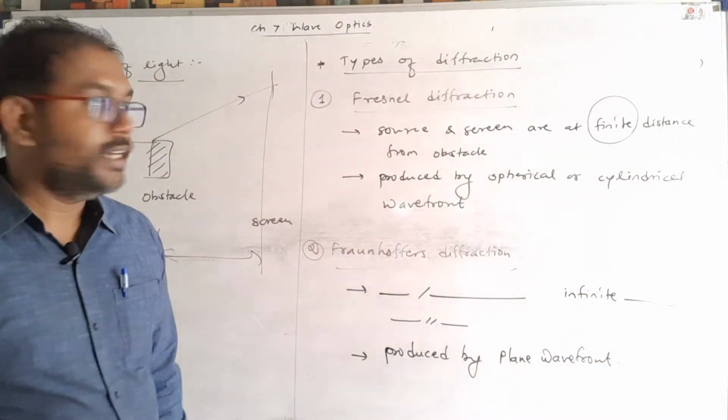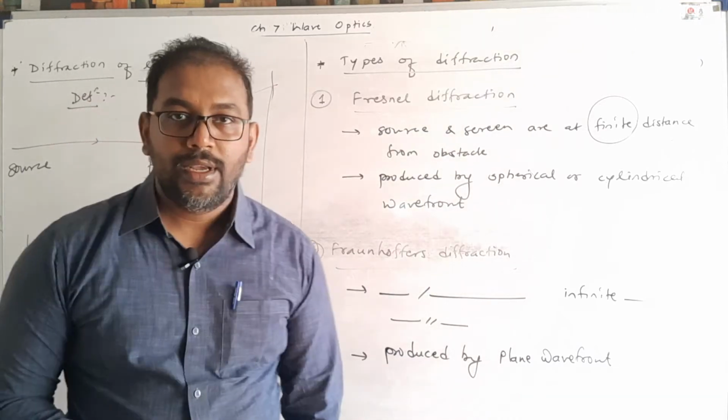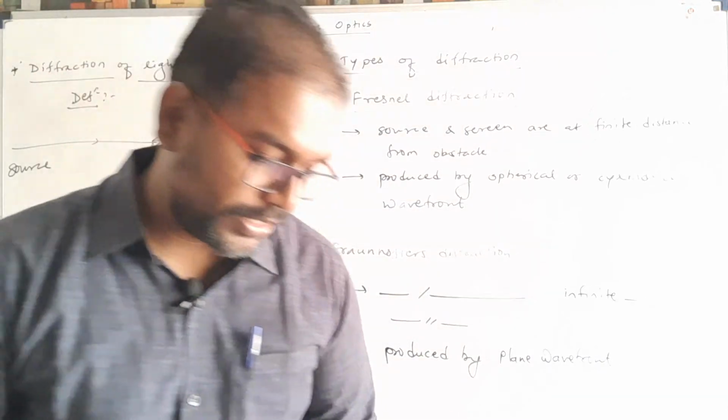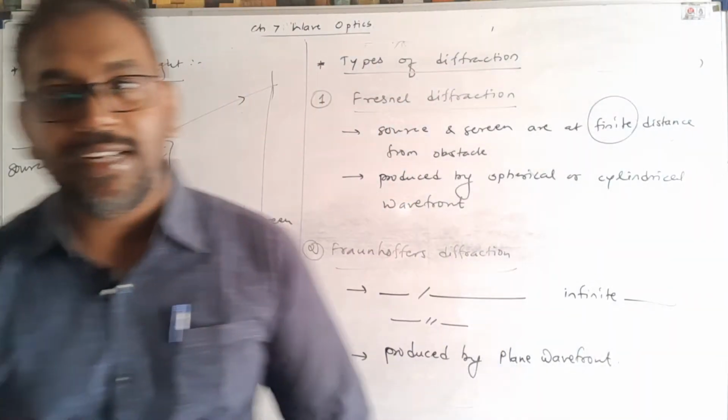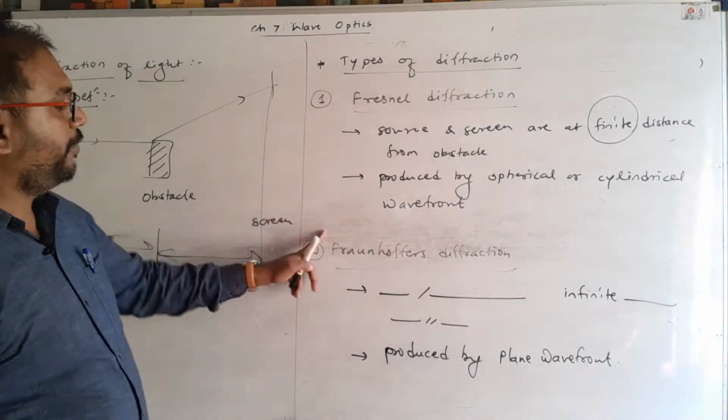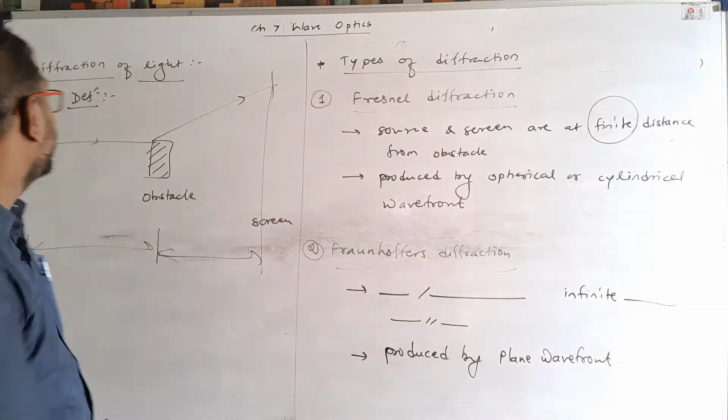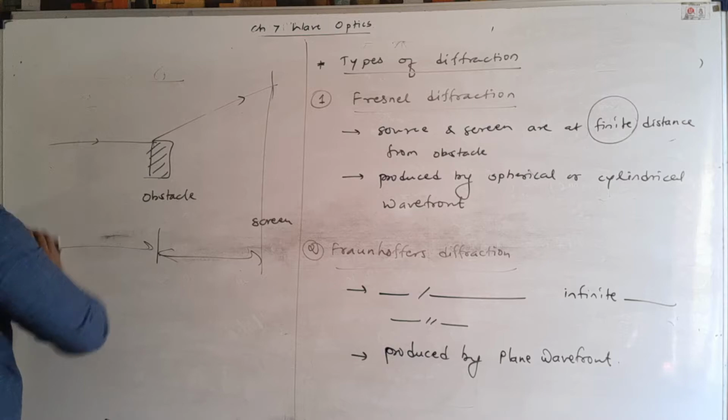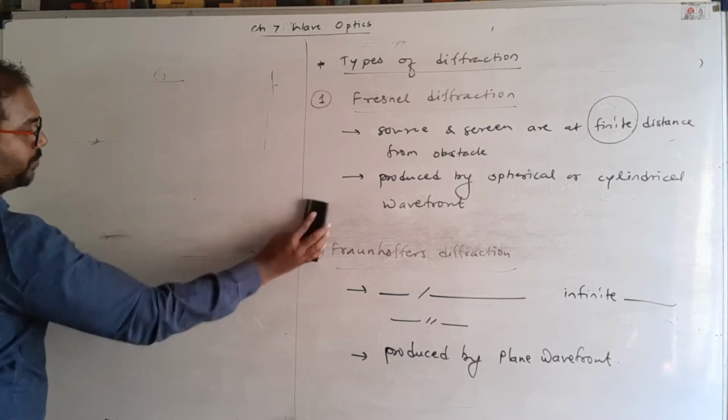I hope everyone understood the diffraction and types of diffraction. Now after that we have to learn Fraunhofer diffraction due to a single slit. So next article is Fraunhofer diffraction due to single slit.